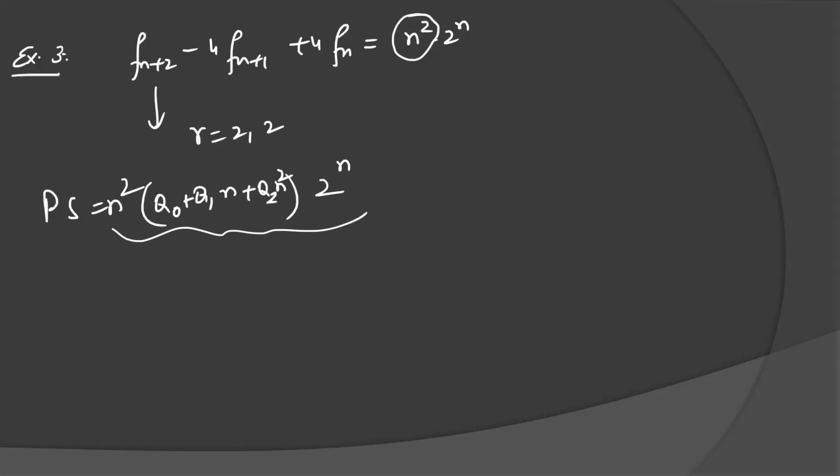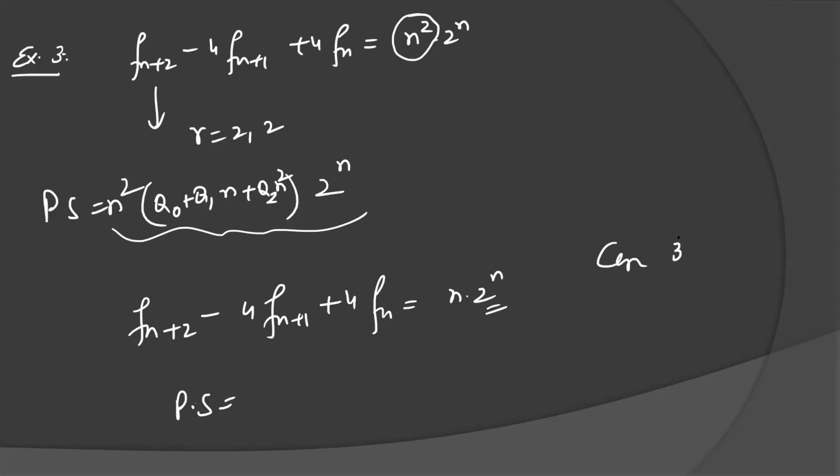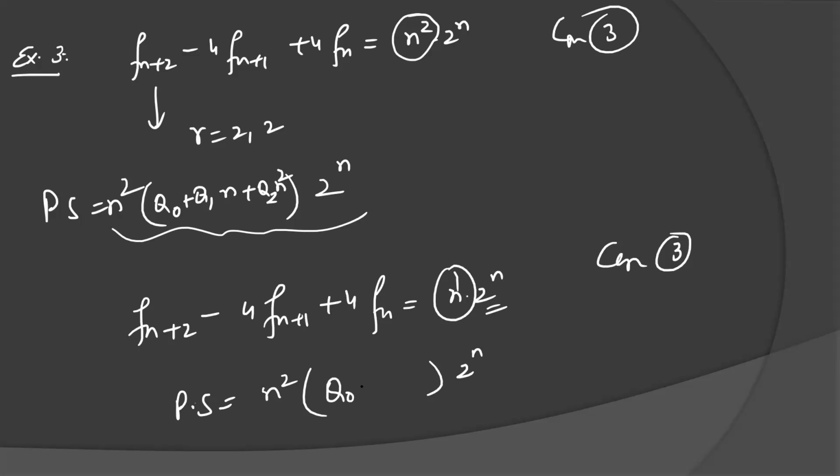So you all can solve this problem. Okay, in the next problem, you can repeat Fn plus 2 minus 4Fn plus 1 plus 4Fn equal to n into 2 to the power n. Then your particular solution will be, in the repeated root case, case 3 I am going to discuss here. Case 3 continues. So it will be n square, because twice repeated, 2 to the power n. Now degree is 1, so we'll go up to q0 plus q1 n.